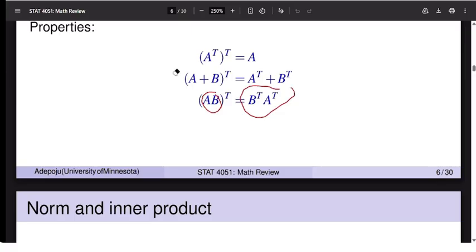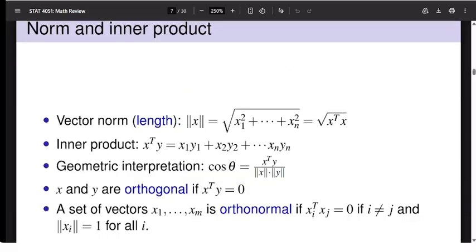But I want to go into another review, and I need you to pay attention. Where we are now is very, very crucial in statistical machine learning models. Let's talk about norm and inner products. We have inner product, we have outer product, but we're going to be focusing on norm and inner products.